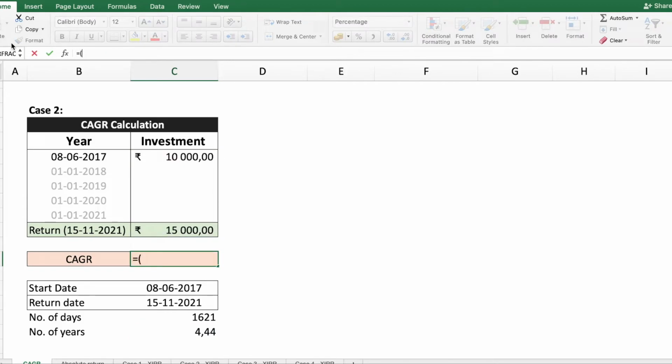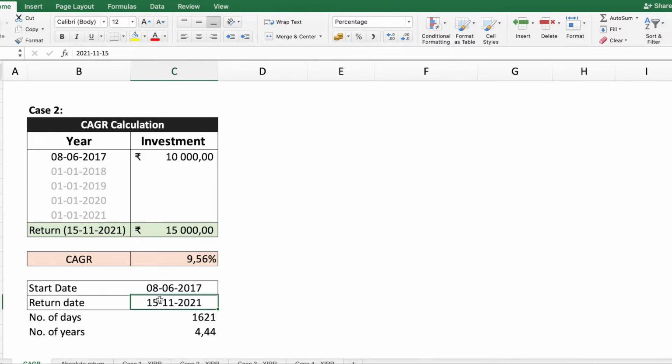It is equal to, open the bracket, final amount divided by initial amount, close the bracket, raise the power, again open the bracket, then 1 divided by, here I give you a tip again. You can just write 4.44 here, but if you take this column as a reference, your calculation will be automated for the future, right? And then in this formula I close the bracket and then minus 1, so it becomes 9.56%.